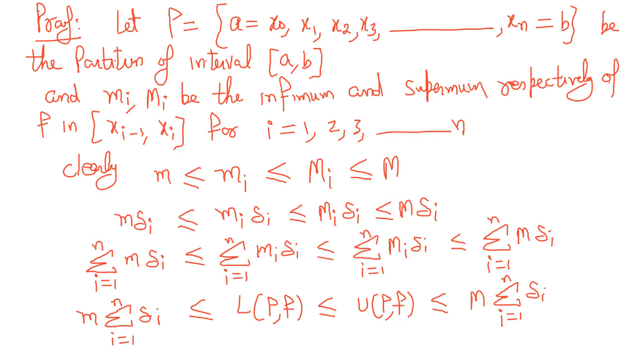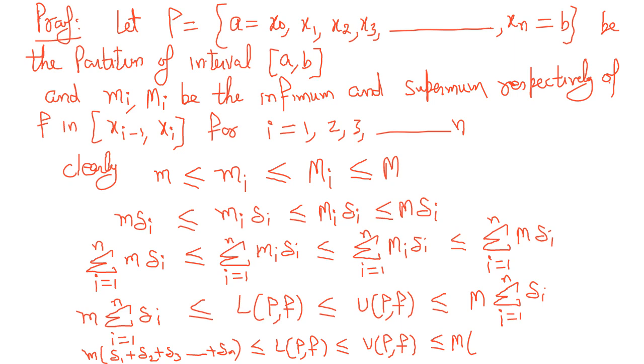So you can see here, take out m common, so it will be m times delta 1 plus delta 2 plus delta 3 and so on, plus delta n, less than or equal to LPF, less than or equal to UPF, less than or equal to M times delta 1 plus delta 2 plus delta 3 up to delta n.